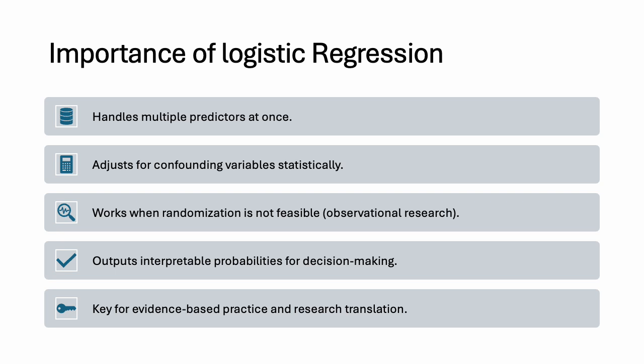So it allows us to control those kinds of variables so we can isolate the true effect of what we're studying. Third, it works when randomization is not feasible, which makes it ideal for observational studies and real-world research where we can't always assign people to groups. Fourth, the model gives us interpretable probabilities, which is a huge help in decision making. Instead of saying something is related, logistic regression tells us how likely an event is to happen, and that's much easier to communicate in applied fields like healthcare or business.